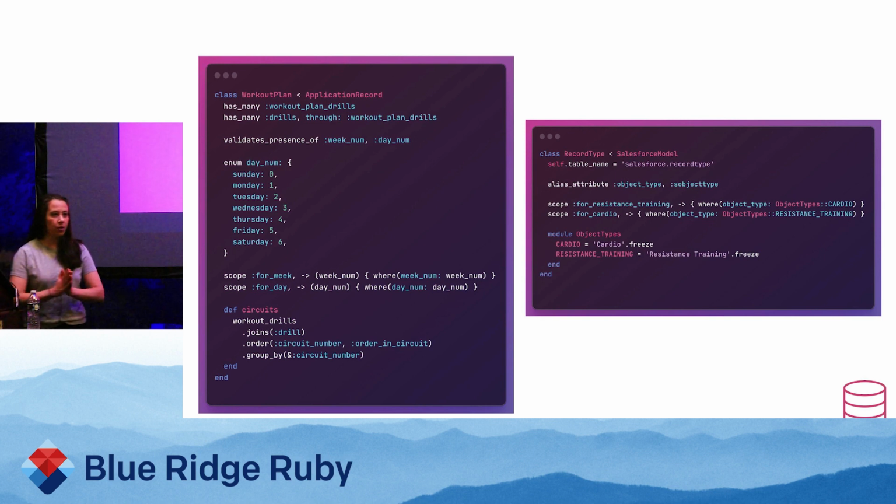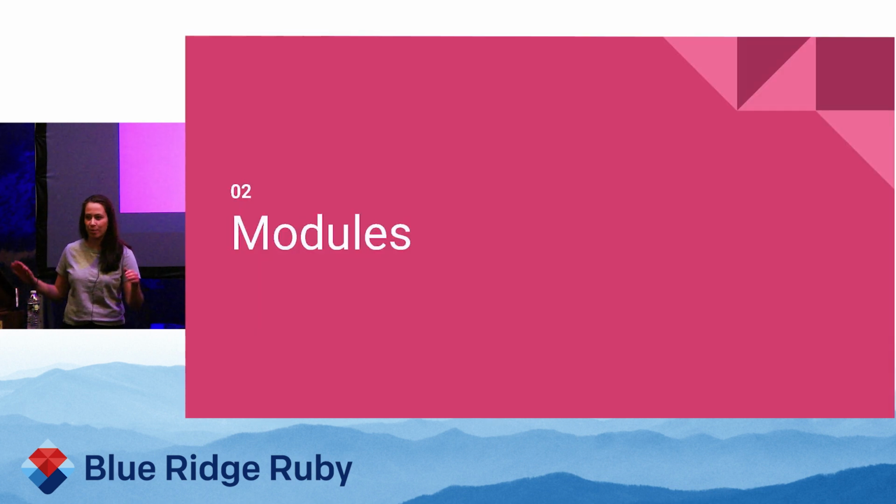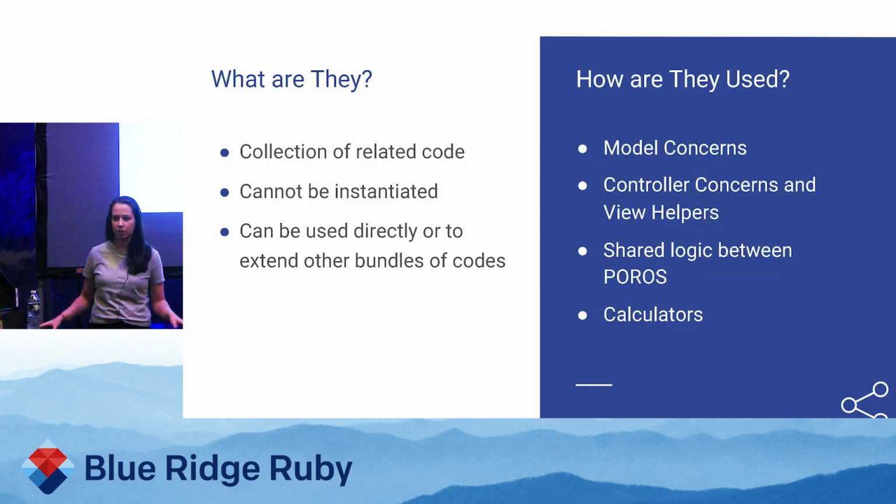All right, so the next non-PORO is the modules. And modules are really great. It's something I've had a lot of fun exploring with and playing around with a lot more as I start to better understand their purpose. But modules in Ruby are actually really simple. It's just a collection of code, right?